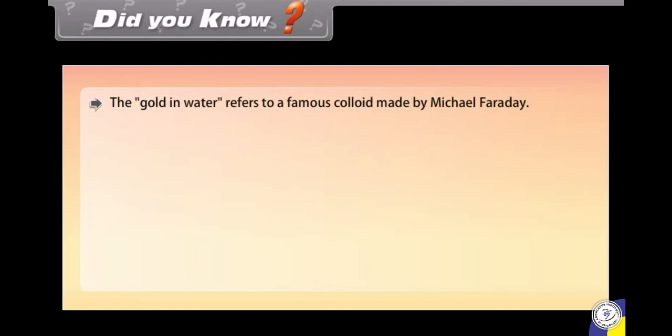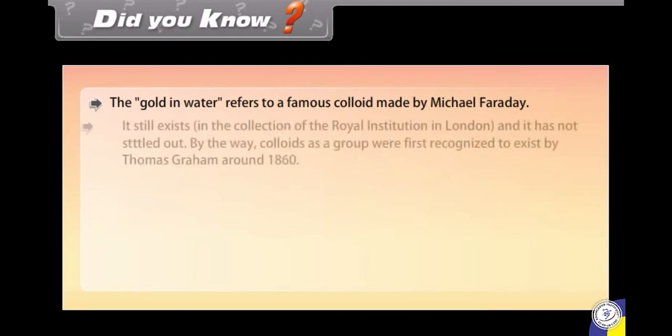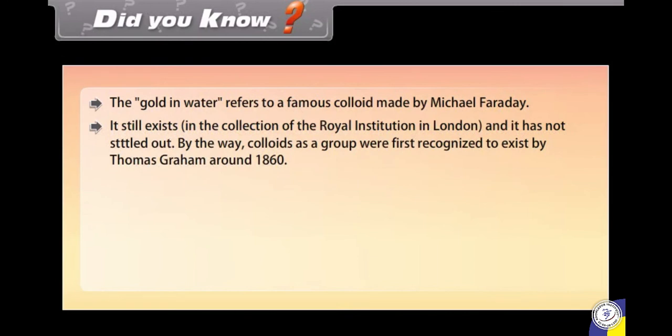Did you know? The gold in water refers to a famous colloid made by Michael Faraday. It still exists in the collection of the Royal Institution in London and it has not settled out. By the way, colloids as a group were first recognized to exist by Thomas Graham around 1860.